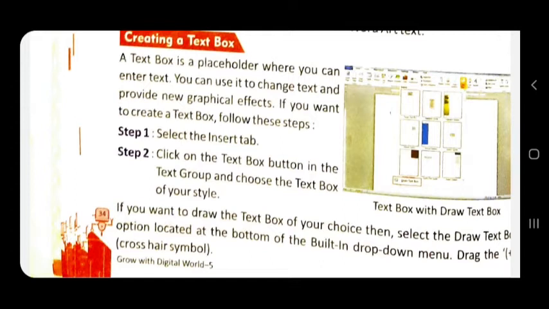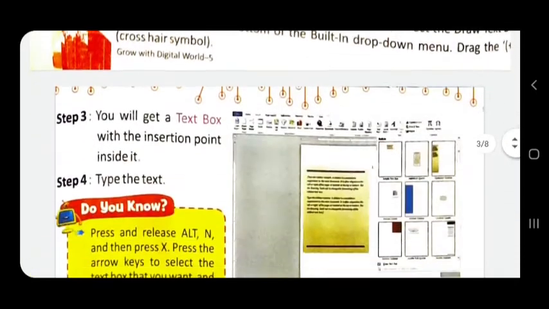Select the Insert tab. First we need to go to the Insert tab, then click on the Text Box button in the Text group and choose the text box in whatever style we want. Then when the text box is inserted, we get the text box with the insertion point inside it. There's a pointer, a cursor inside the text box, so we can type whatever text we want with the help of the appearing cursor.